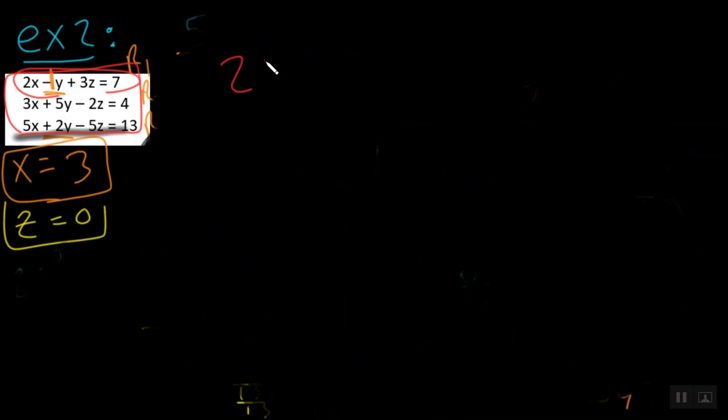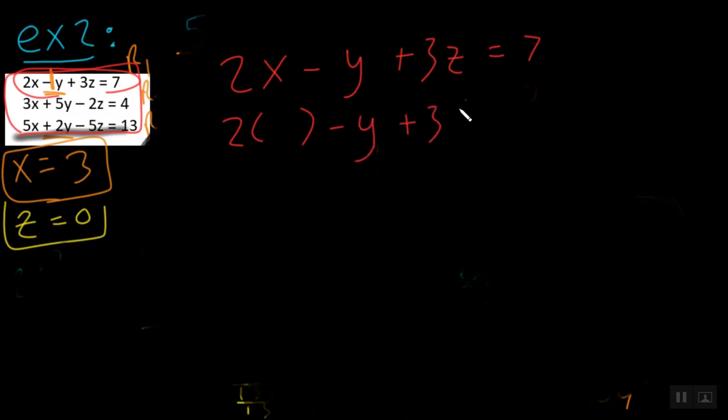So we have 2x minus 1y plus 3z is equal to 7. And we're actually trying to find our y value. So we know what x is, minus y, plus 3 times what z is, equals 7. Let's plug these in. I know that my x value is 3. I know that my z value is 0. And let's just work this out.